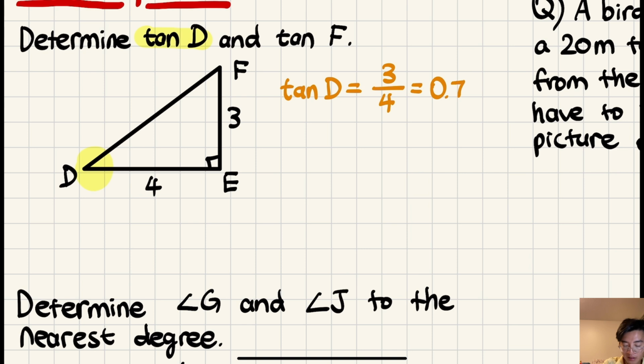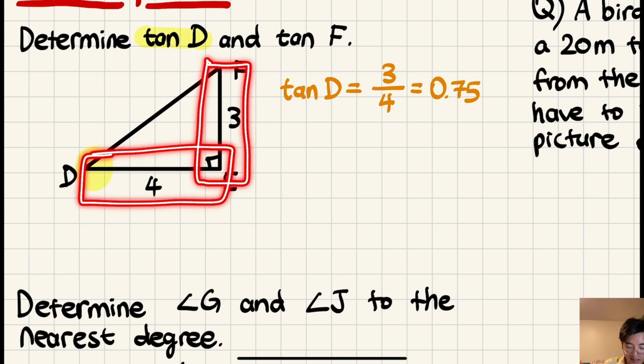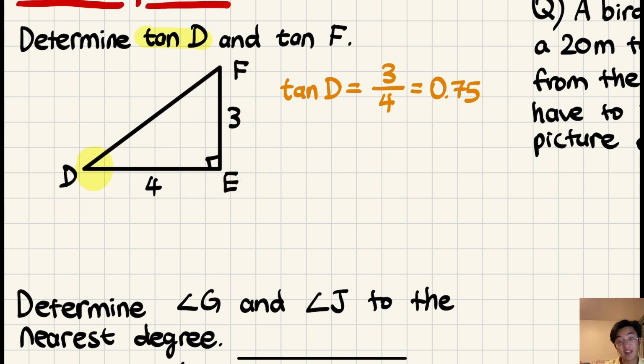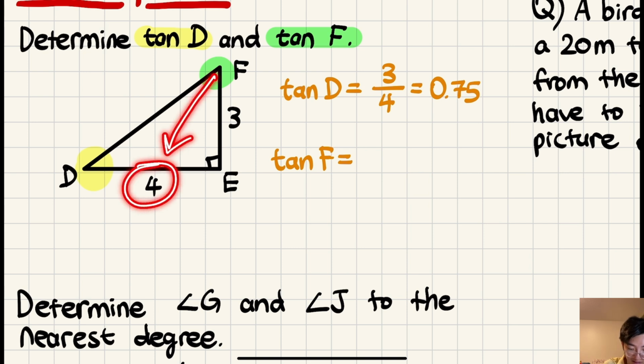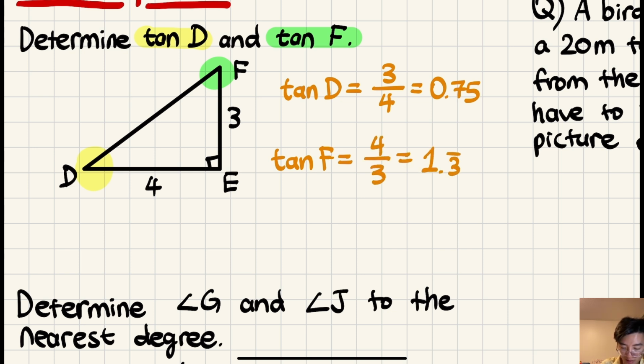As a decimal, it's 0.75, which means that the opposite side, this side right here, the line FE, is 0.75 times the length of DE. Now, similarly, if we look at the tangent of F, we're looking at this angle now. The tangent of F would be, as you can see, the opposite is 4 now. Look at this angle. The opposite is 4, and the adjacent is 3. So we have 4 over 3 instead, giving us 1.3 repeating.